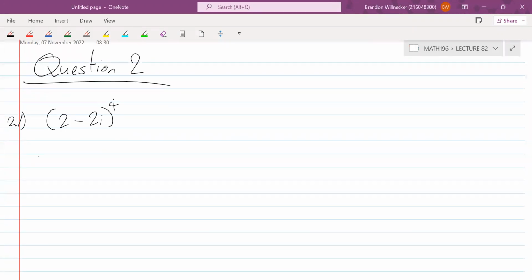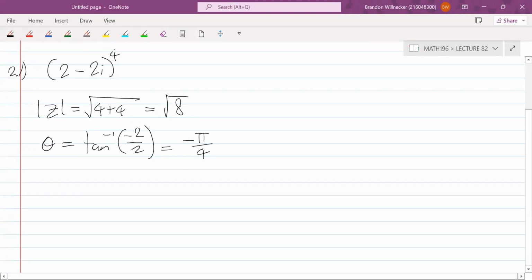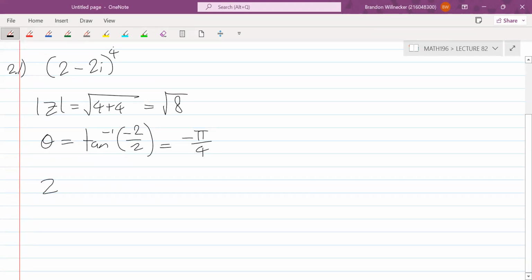Okay, so we need to find the magnitude of this complex number. So that's going to be the square root of 4 plus 4. So that's the square root of 8. Okay, and then the angle or the phase that it makes, that's going to be arctan of minus 2 over 2. So that's arctan of minus 1. We can write that as minus pi over 4. Okay, so that says that z is equal to root 8 e to the minus i pi over 4. So that's the same complex number, but now in polar form.